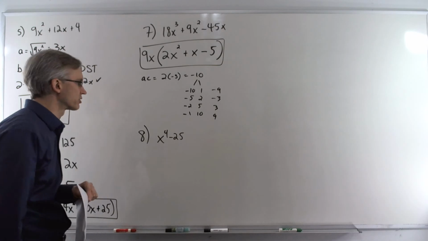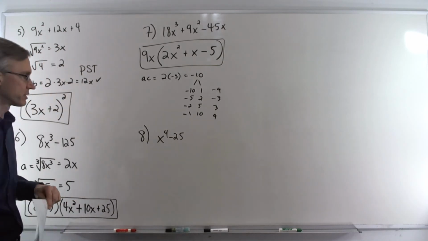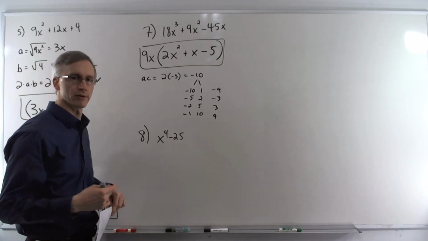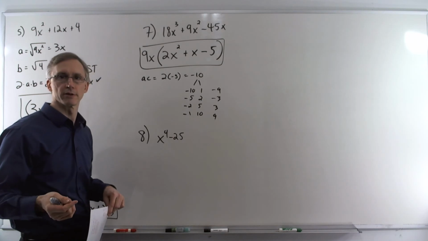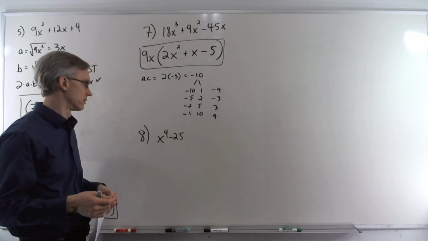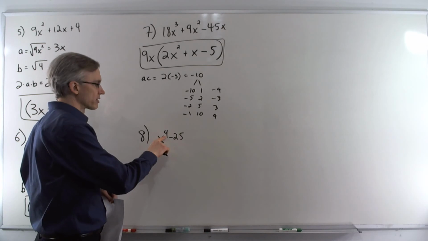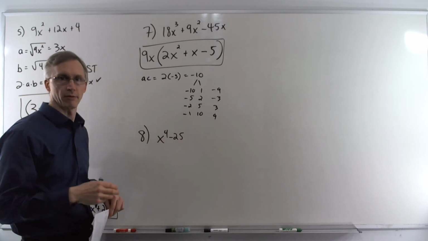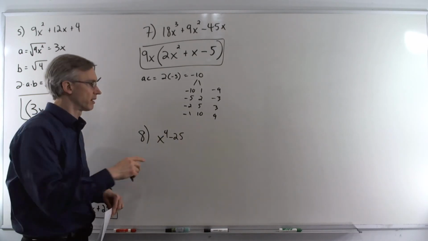Number 8. X to the fourth minus 25. So we have a difference here. We got a binomial, so it's either going to be difference of cubes or difference of squares. 4 is not a multiple of 3. Just count by 3s, we never hit it. 3, 6, 9, never hit a 4.